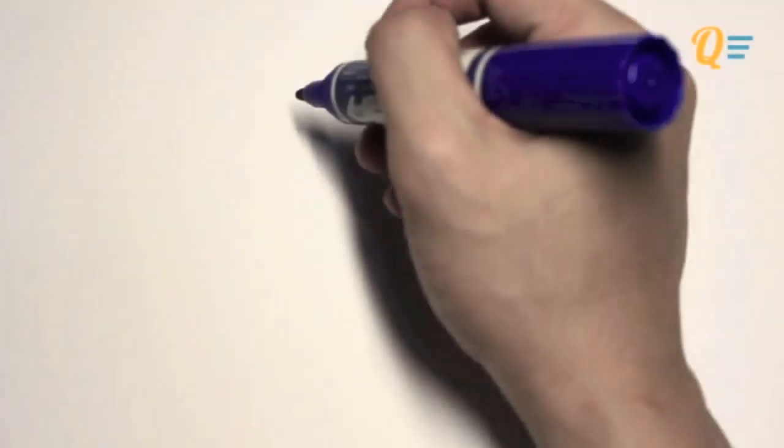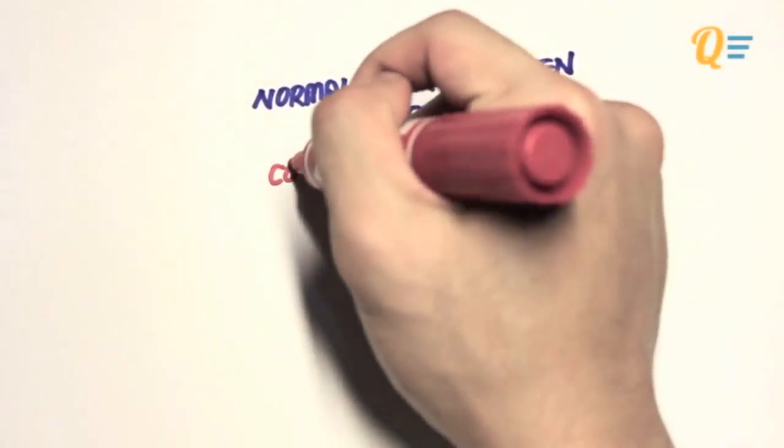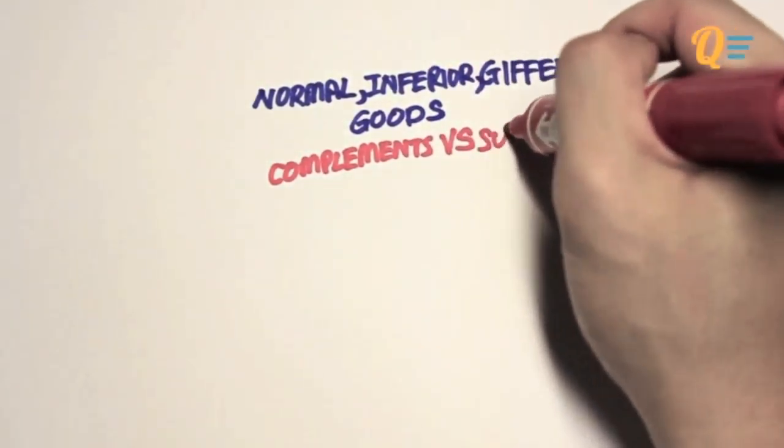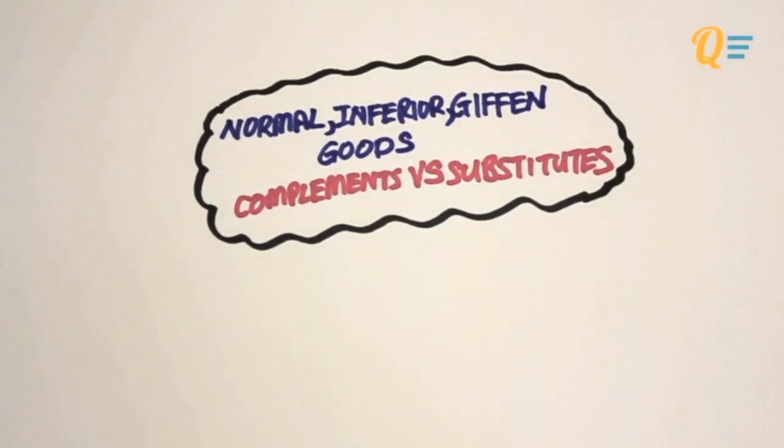Okay, this is probably the most important video for chapter 2. What we'll be covering today is how good X can be a normal good, inferior good, or a Giffen good. We'll also be discussing how good X and good Y can be complements or substitutes to one another.